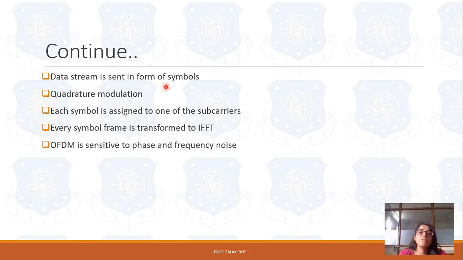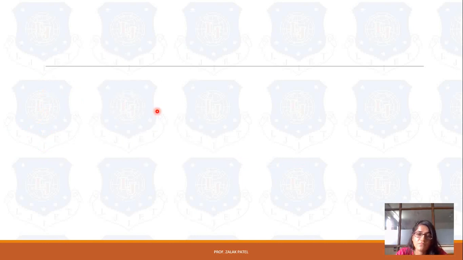And then, OFDM is sensitive to phase and frequency noise. Due to this sensitivity to phase and frequency noise, it is necessary to minimize it, and the pulse shape needs to be selected before transmitting to the OFDM transmitter or after the OFDM receiver. Means, to minimize it, the correct pulse shape of the original signal should be selected before transmitting or receiving. So this OFDM short note can be asked for 5 to 7 marks.